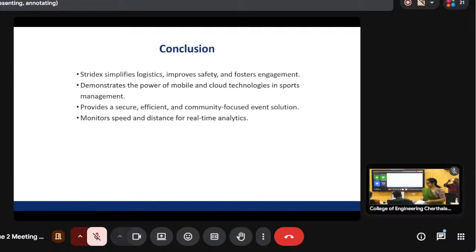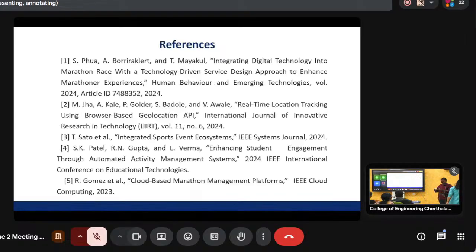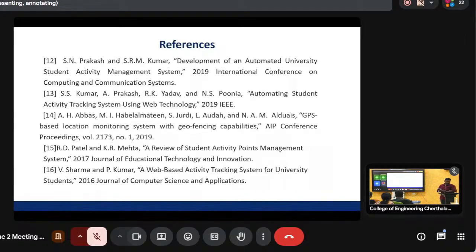In conclusion, StrideX demonstrates how mobile and cloud technologies can transform sports management by replacing manual methods with an integrated platform and foster a more engaged community. These are the references I used. And thank you.